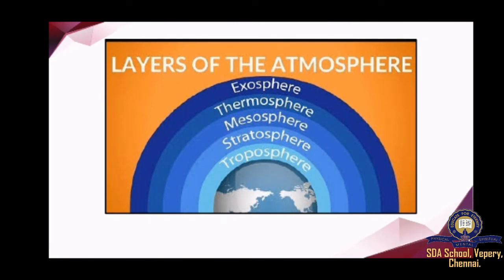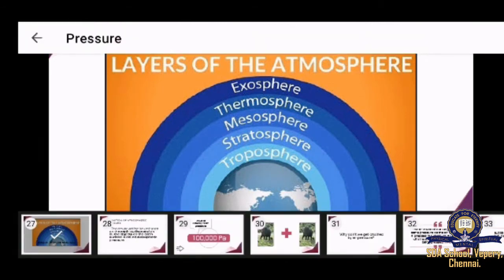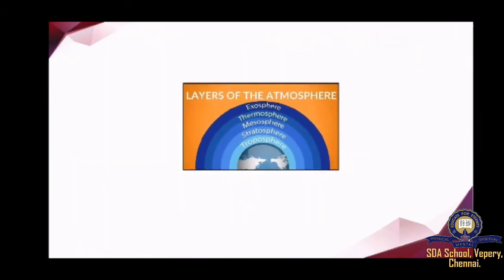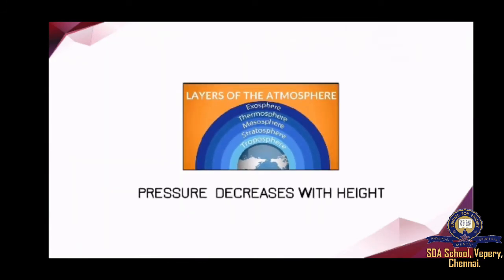There are 5 layers in the atmosphere. They are troposphere, stratosphere, mesosphere, thermosphere and exosphere. Already we have learnt in liquid pressure that liquid pressure increases with depth. Why? Because the bottom layer of the water holds the weight of the top layer of the water. Similarly, here also pressure in the troposphere is higher than the pressure experienced in the other layers. Therefore, the pressure decreases with the height.